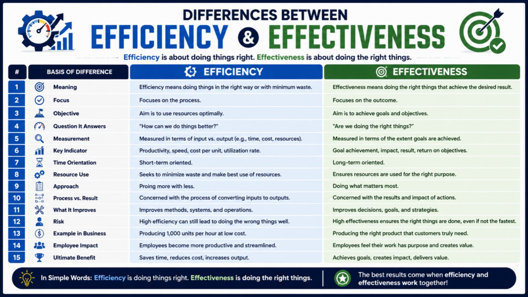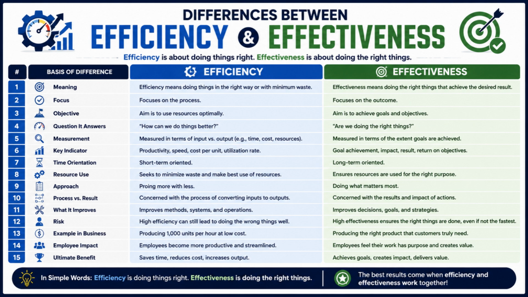Number 6. Efficiency is indicated by productivity, speed, and resource utilization, whereas effectiveness is indicated by goal achievement, impact, and successful outcomes. Number 7. Efficiency is generally short-term oriented, whereas effectiveness is more long-term oriented. Number 8. Efficiency aims to minimize waste and maximize resource usage, whereas effectiveness ensures resources are used for the most important purposes. Number 9. Efficiency emphasizes doing more with less, whereas effectiveness emphasizes doing what matters most.